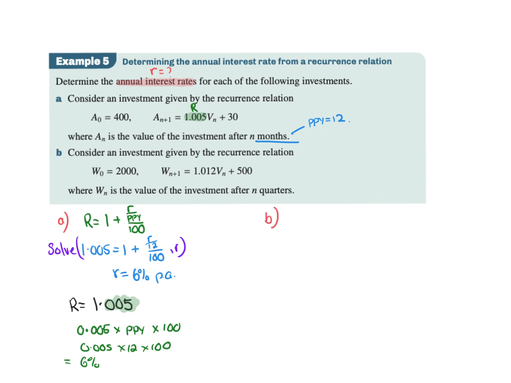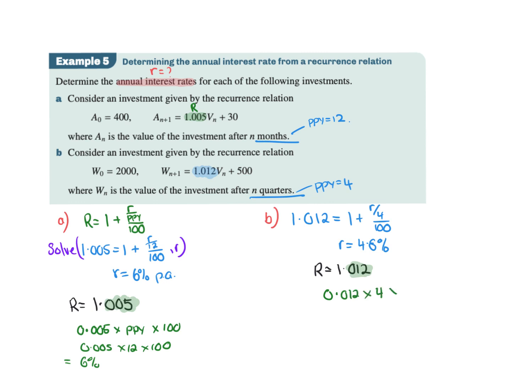All right, B. If we have a look at B, we've got the same scenario. There is the R value, and I'm going to use the same formula. So I'm going to say 1.012 equals the R. And this one is quarters, so PPY equals 4. So it'll be over 4 over 100, and you could then do solve, and you end up with R equals 4.8%. The other way I could have looked at it is to see that this bit is the percentage, the extra interest part. So I could have just gone 0.012 times 4, because that's PPY, times 100, and I'll end up with 4.8% as well. Okay, you don't need to do both in a test or an exam. I'm just putting both there because these are your notes.